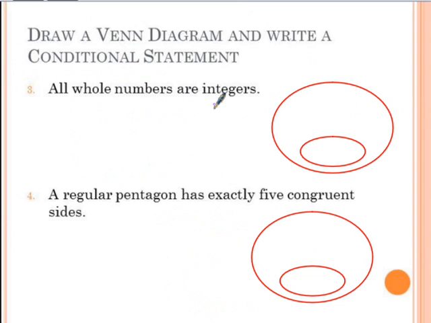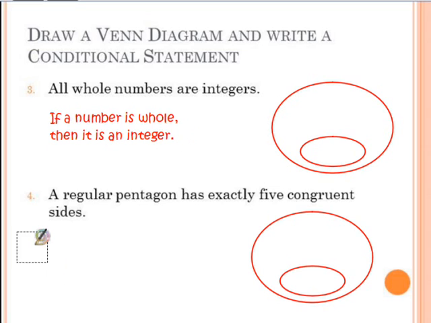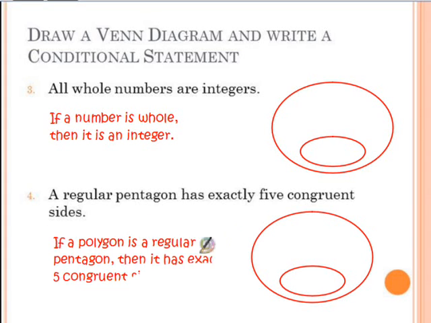So draw a Venn diagram and write a conditional statement for these. I think it's a little bit easier to write the conditional statements first. Okay, so all whole numbers are integers. So if a number is whole, then it is an integer. All right, and then if a polygon is a regular pentagon, then it has exactly 5 congruent sides. Okay, so there's our conditional statements.